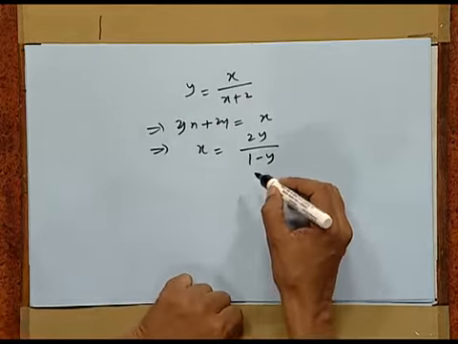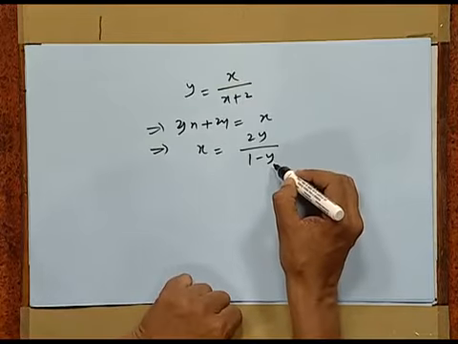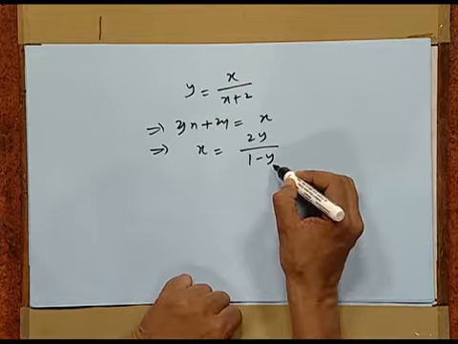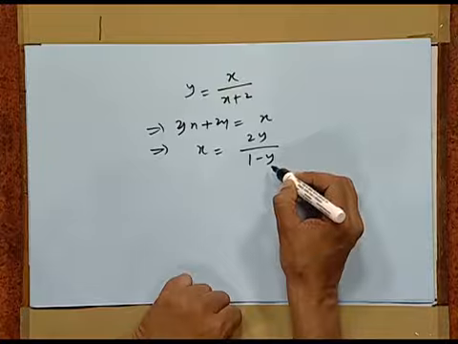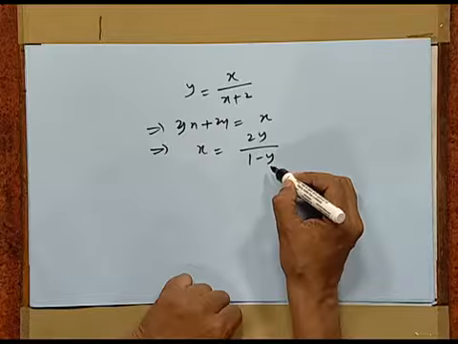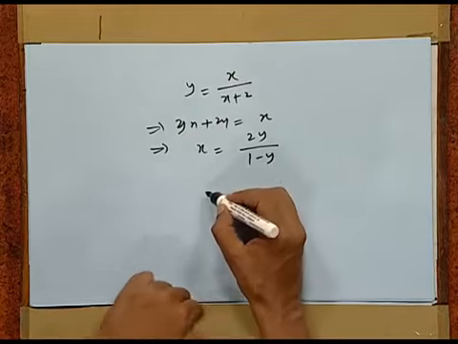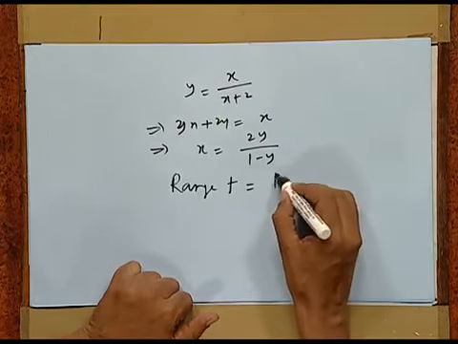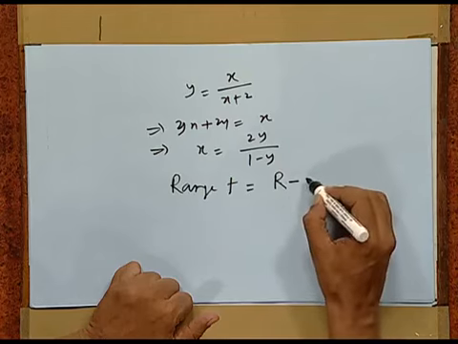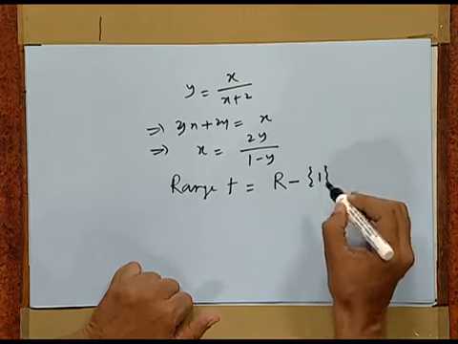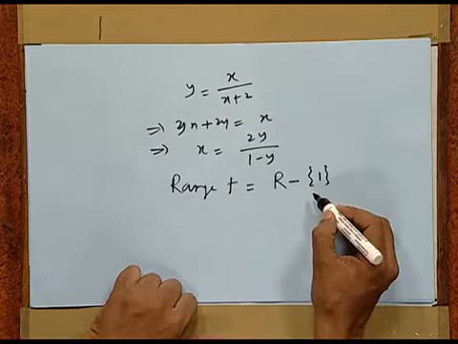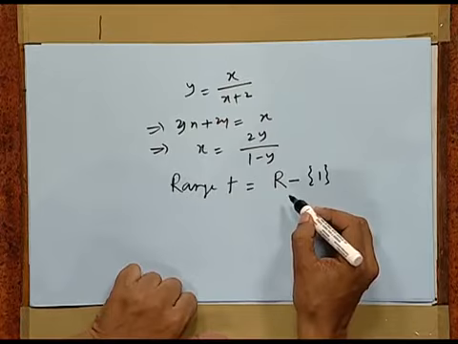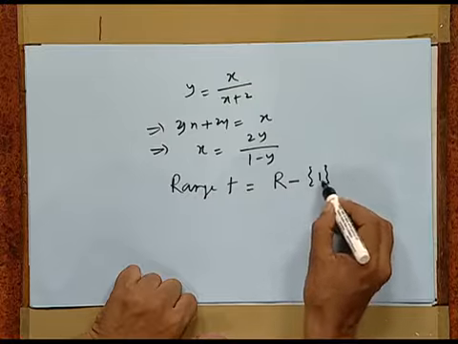Now, x is meaningless when y is 1. It means the given function is not onto because 1 has no pre-image. This is the only point where the problem comes. So, the range of f is merely the codomain minus this set. So, now we get the range of the function f is merely R minus the set {1}.